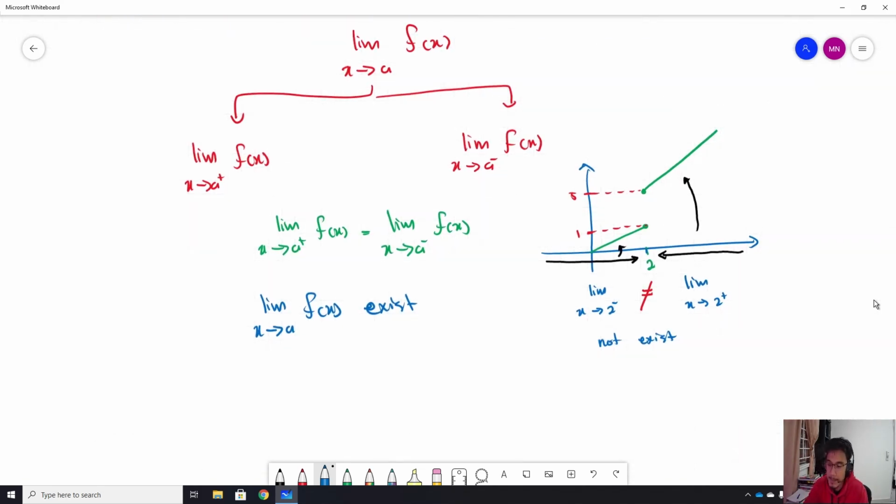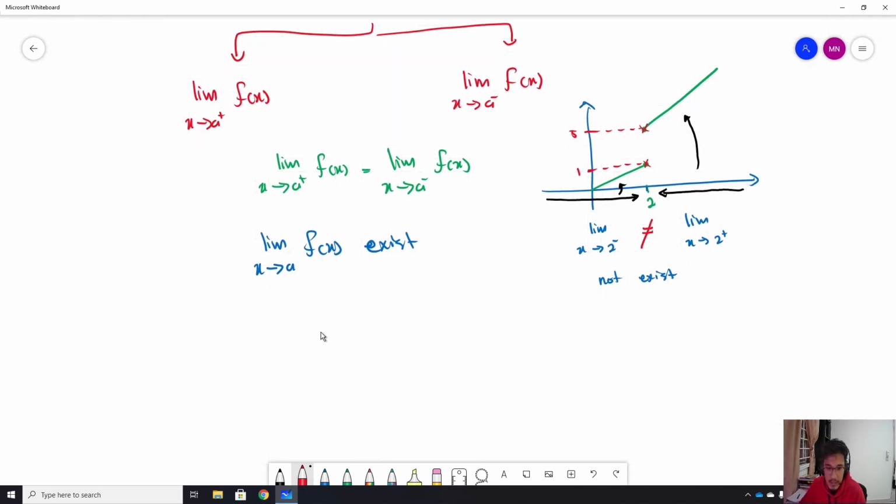Senang kata, dia ada 2 titik di sini. So dia tak boleh ada 2 titik. Sama macam awak test function itu, sama ada function itu exist atau tak exist, adalah bila awak buat test dengan vertical line tu, dia tak sepatutnya intersect with more than one point.